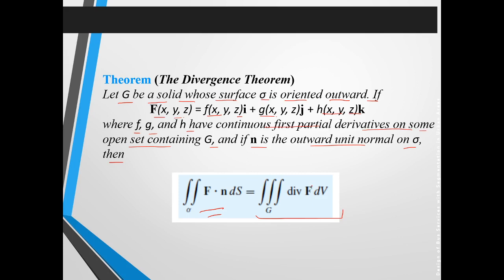We have to find the integral over the surface. If the normal is inward, you have to do it by that method. Normally we will get the outward unit normal. So this is the triple integral over G.